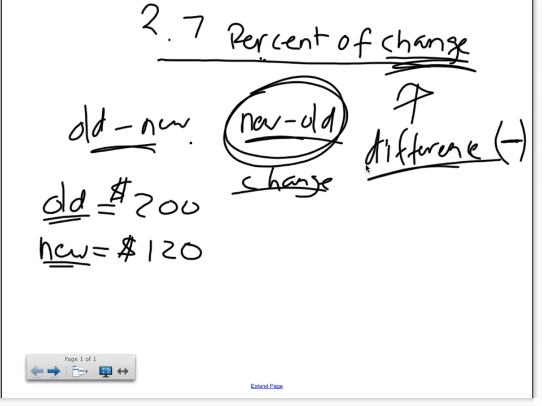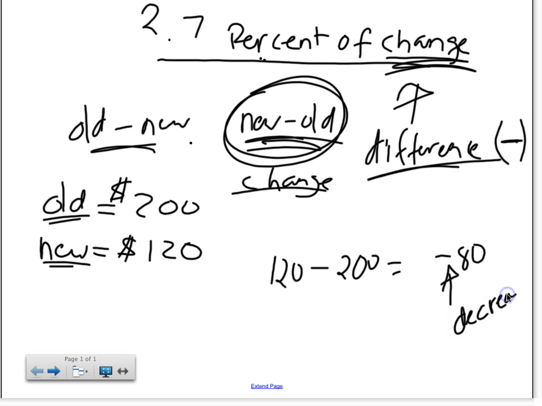So this is the reason why I want you to use new minus old instead. Watch. If I take the new value, which is 120, subtract the old value, which is $200, what is it? Negative 80. There you go. Here's the reason why you want to use it. This negative means it's a decrease. Does it make sense? Yeah. Okay, and likewise, if I have the old price lower than the new price, then my answer will be a positive, which means it's an increase. You see the logic behind it?